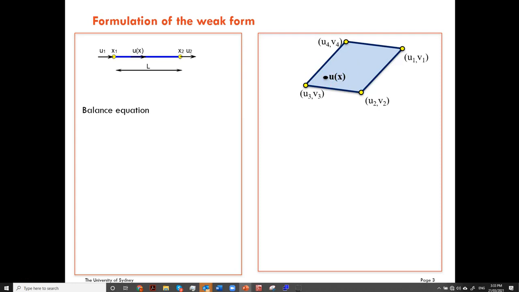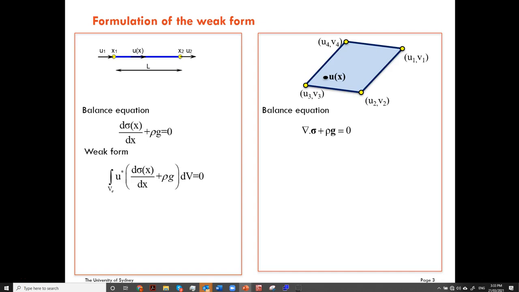The balance equation in the 1D case was given by this equation, and in the two-dimensional case can be written in this way. It's a pictorial equation. And the weak form in 1D is given by these equations, and in 2D, you have to multiply this 2-component vector by a transpose of a vector. So you are going to get a scalar that is related with the weak form.